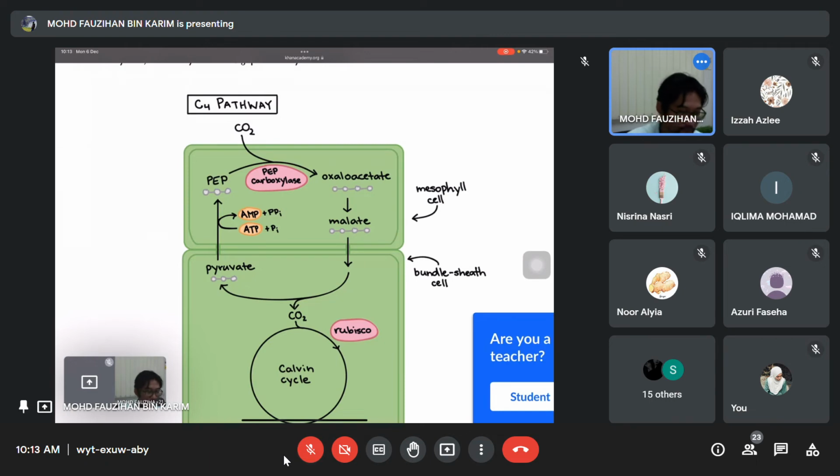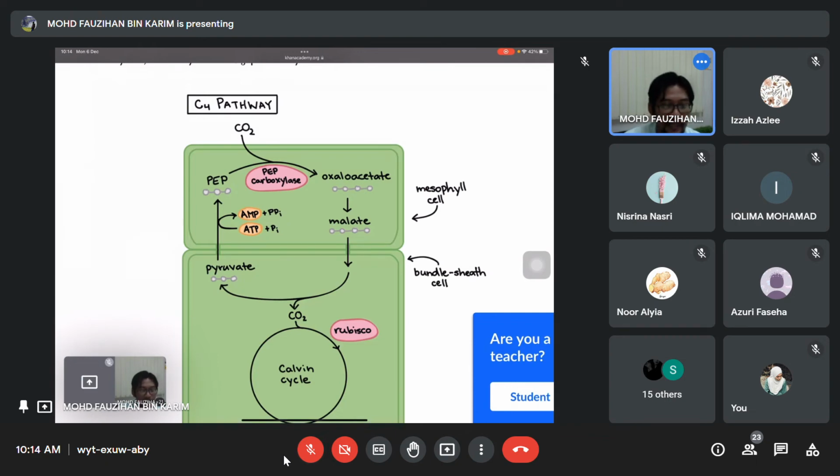All right. So PEP will change to oxaloacetate, and then oxaloacetate will be converted to malate. Malate is still 4 carbons, and then malate has channels. There is a channel here, see the arrow. The malate can go through a channel and enter the bundle sheath. So malate will go into the bundle sheath and then it will release, there is an enzyme.